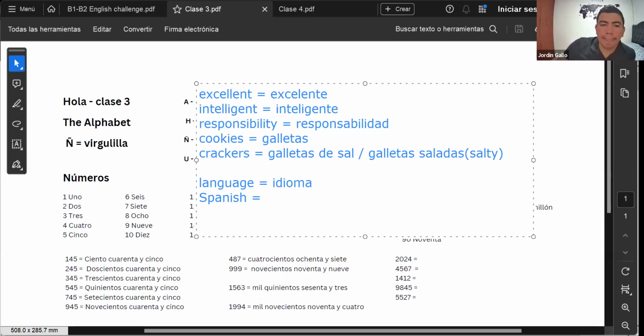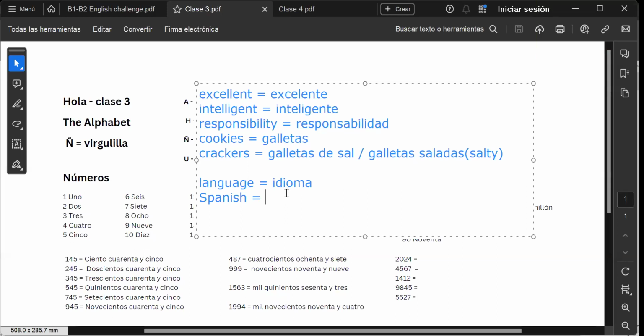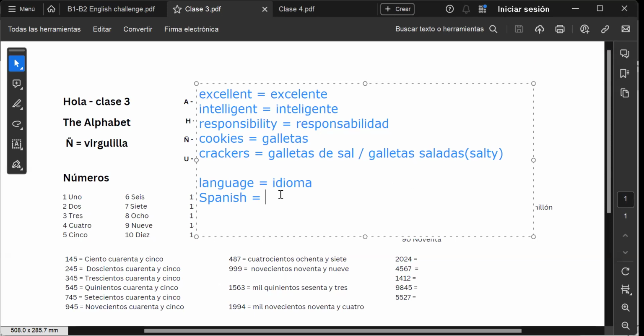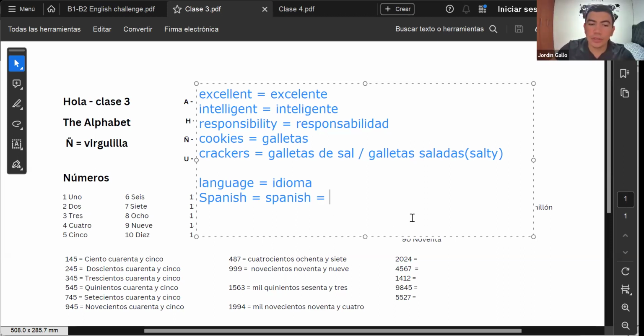Spanish. I can go. Okay, go ahead, please. S, P, A, N, I, S, H. Good. So you are learning español. Okay. So that would be the word.